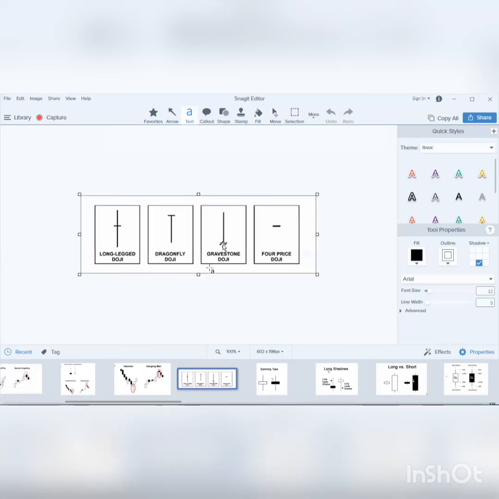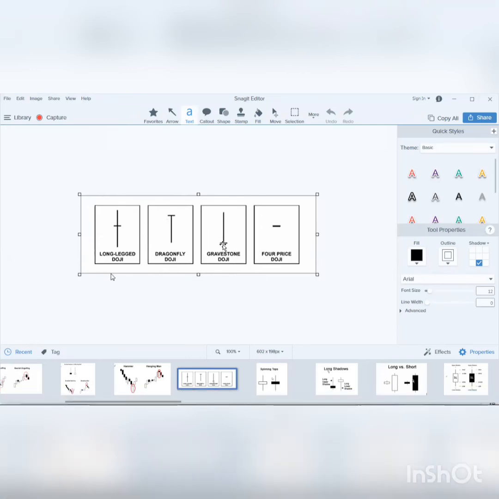Another kind of candlestick we have is the doji. The doji candles have the same open and close price, or almost the same body. The doji candlestick also signifies indecision, or a struggle between the buyers and the sellers in the market. Guys, these doji candles are indecision candles, just like the spinning tops.